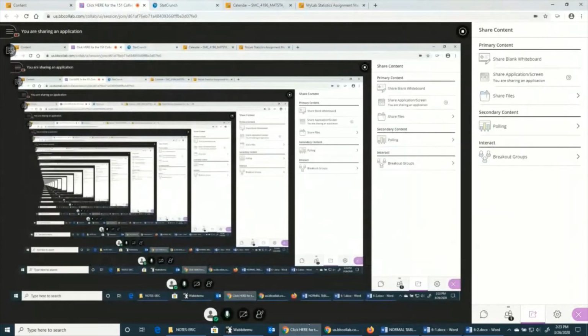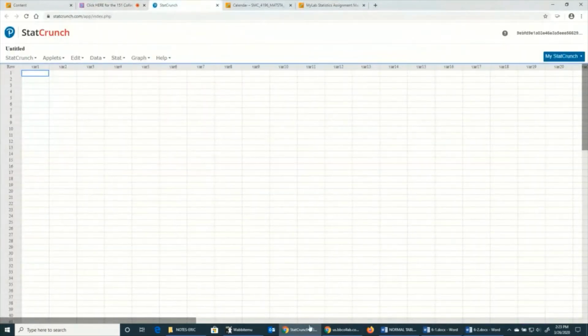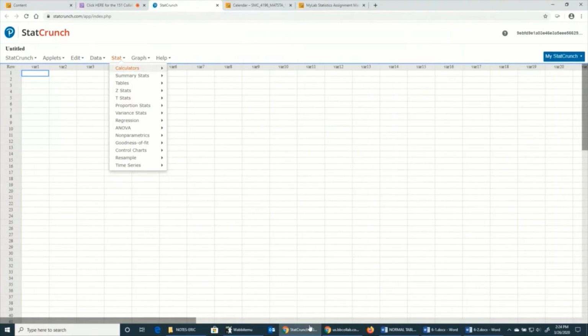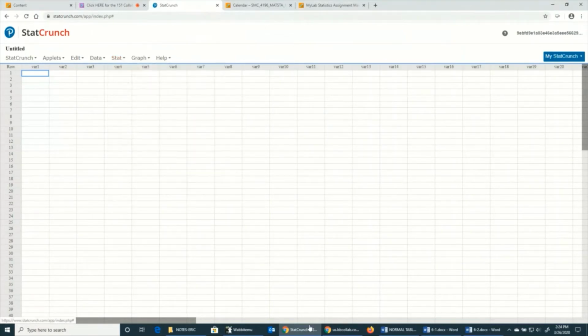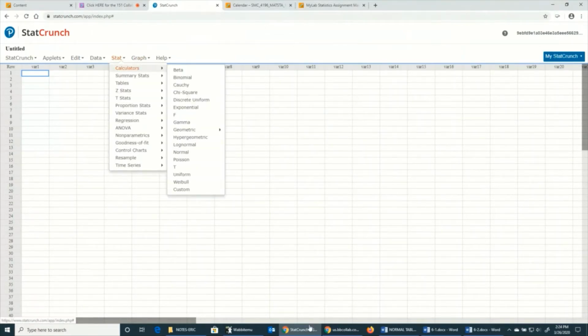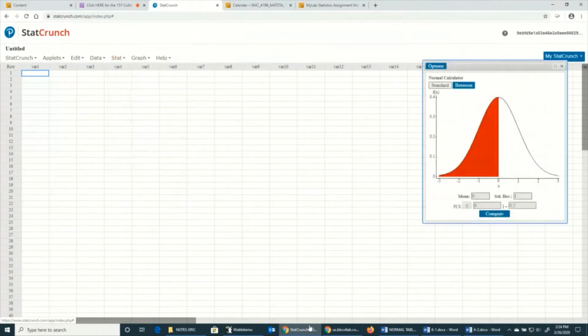And that even better way is called StatCrunch. Watch this. If you have access to StatCrunch like I do, this is going to be wonderful. Let's go to Stat, then Calculators, and go to Normal. And you actually see a picture pop up. This is a wonderful picture, by the way. You have no idea what I'm about to show you.